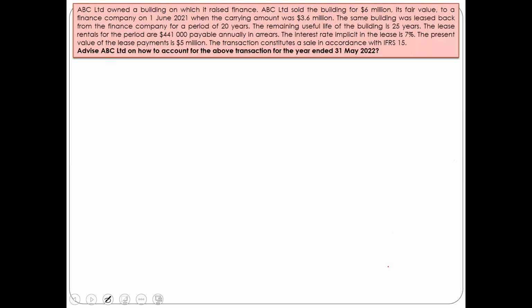Right, so let's do one more question and then we'll be done with the standard. ABC Limited owned a building on which it raised finance. ABC Limited sold the building for 6 million, its fair value, to the finance company on 1 June.